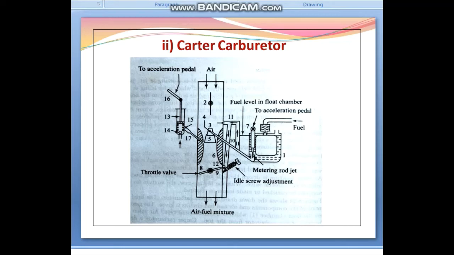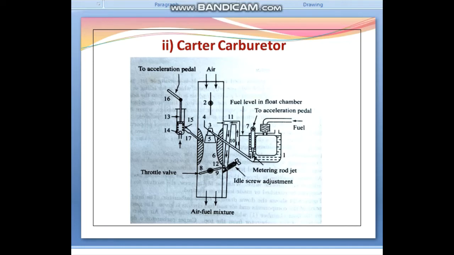Okay, now the starting. In order to start the engine, the choke, that is number 2, is incorporated in the air circuit. The choke valve is a butterfly type valve. One half of it is spring controlled. The valve is pivoted in the center.